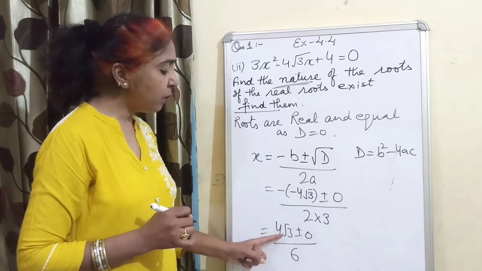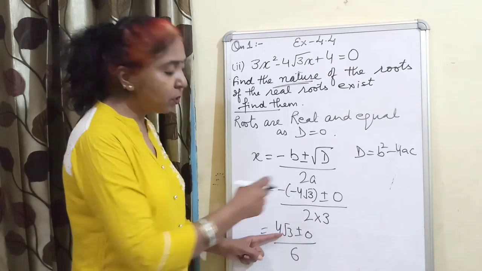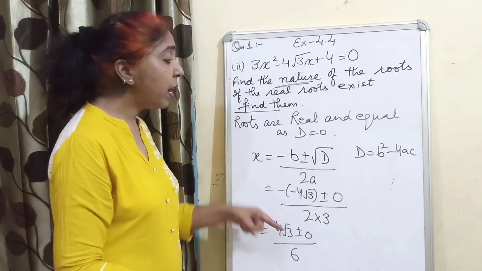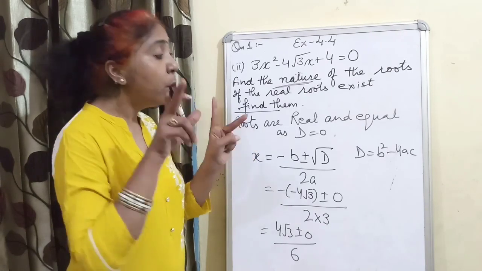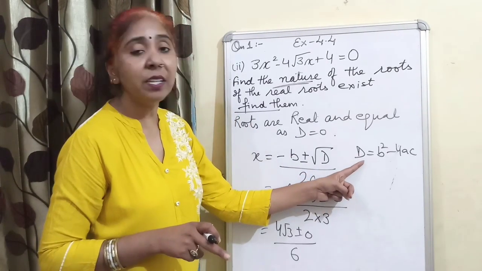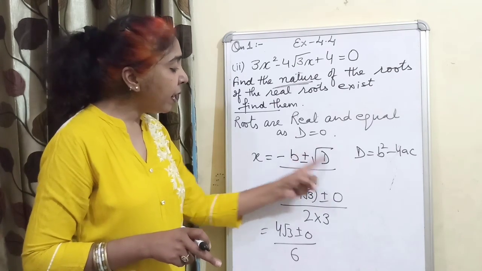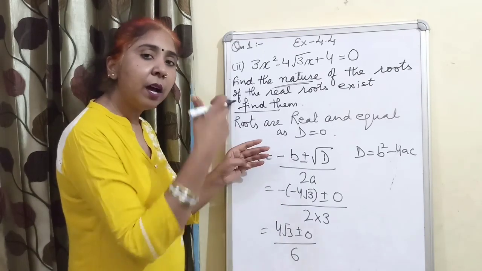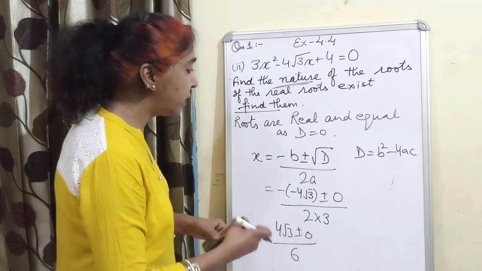If we add 0 to 4 root 3, we'll get 4 root 3. If we subtract 0 from 4 root 3, we'll again get 4 root 3. That's why the two roots will come equal. Now I hope you understand why whenever d is 0, if you add and subtract 0 to any number, the answer will always be the same. That's why we'll get the same roots there.